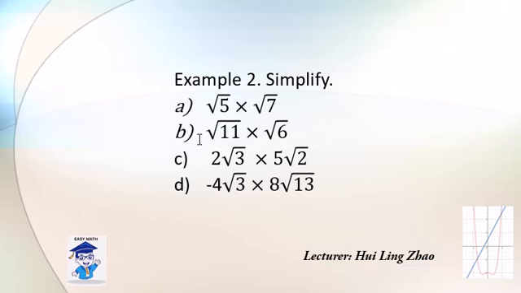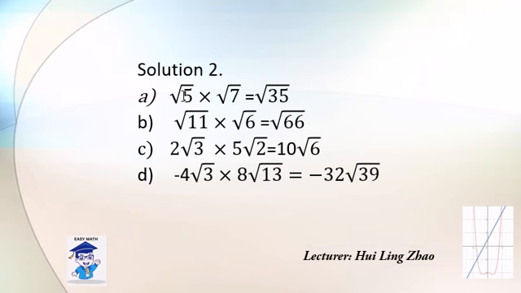Example 2, simplify. There are 4 questions. Number A, the square root of 5 times the square root of 7. Number B, the square root of 11 times the square root of 6. Number C, 2 times the square root of 3 times 5 times the square root of 2. Last question, negative 4 times the square root of 3 times a times the square root of 13.